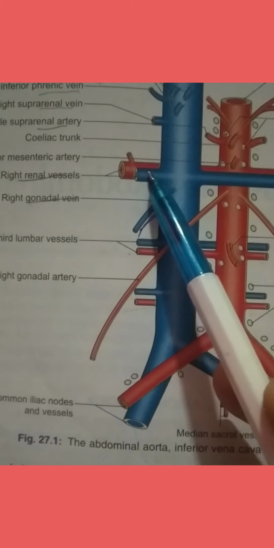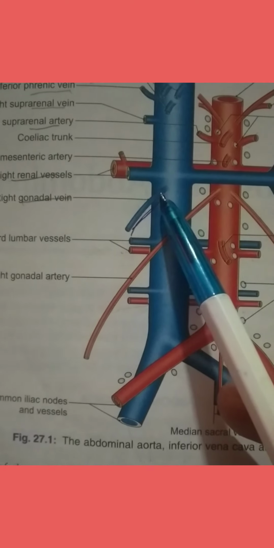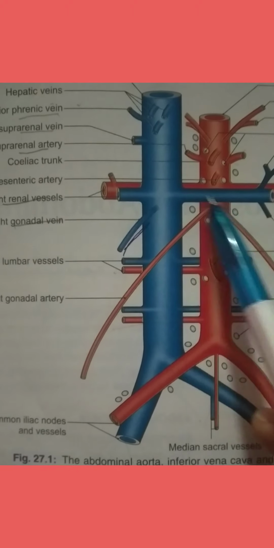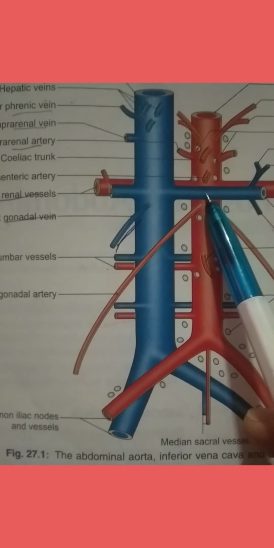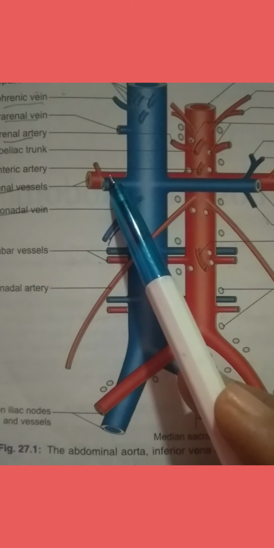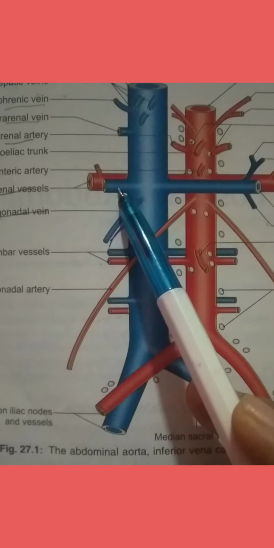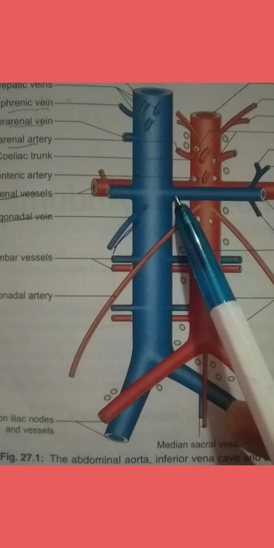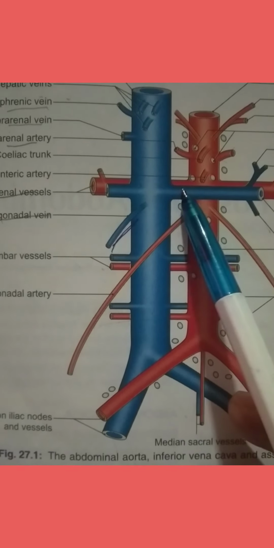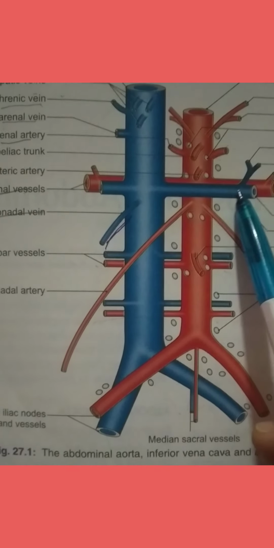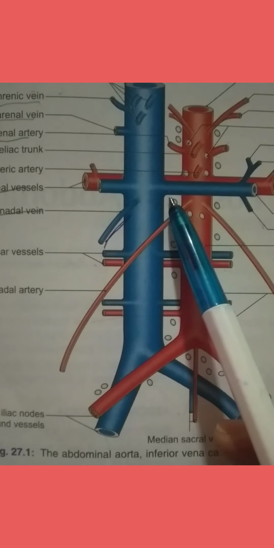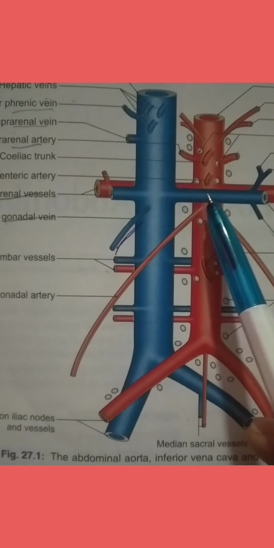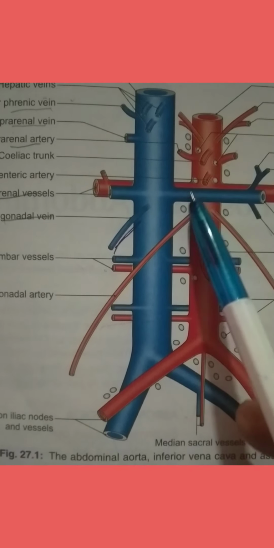Then fourth are the renal veins. The renal veins join the IVC just below the transpyloric plane, and each renal vein lies in front of the corresponding artery. The right renal vein lies in front of the right renal artery, and the left renal vein lies in front of the left renal artery.